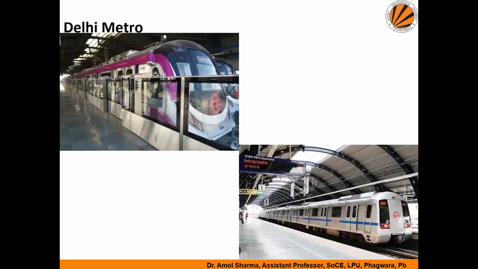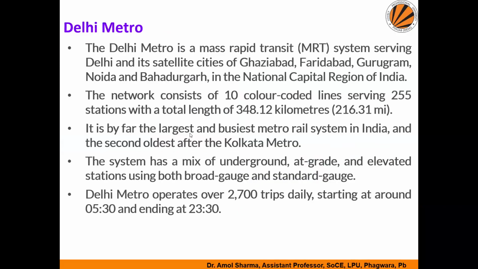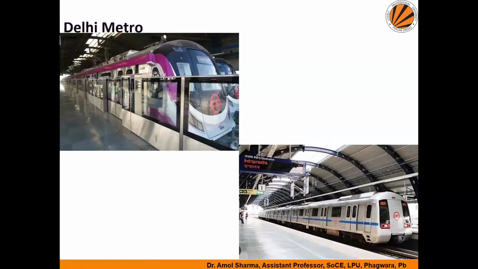The network operates at around 348 kilometers and it serves around 255 metro stations. Now, this is by far the largest and busiest metro rail system in India and second oldest after the Kolkata Metro. Delhi Metro daily covers around 2,700 trips and starts around 5:30 in the morning and ends around 11:30 to 12 at night. So the introduction of this mass rapid transit system in Delhi eased the movement of people as well as transport inside that urbanized area.